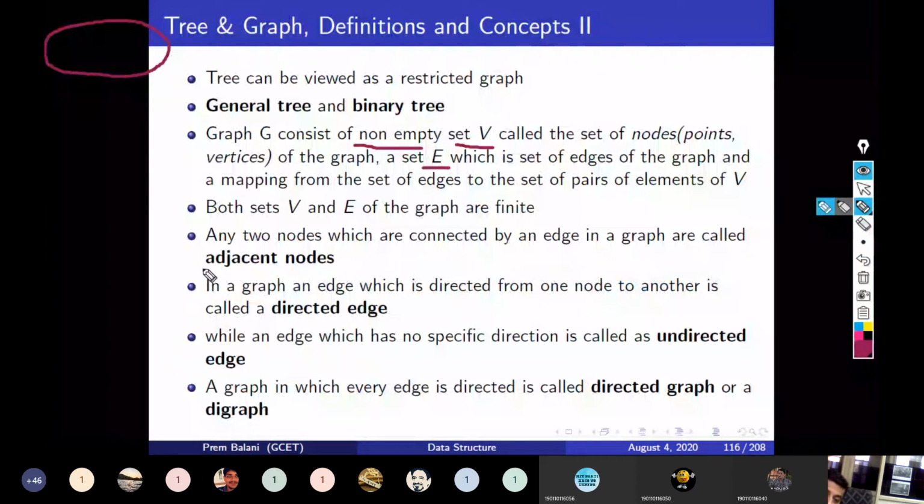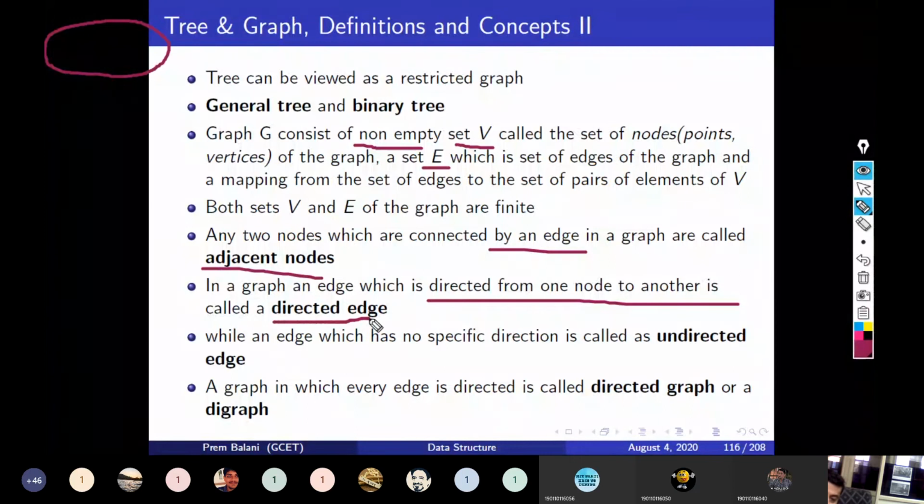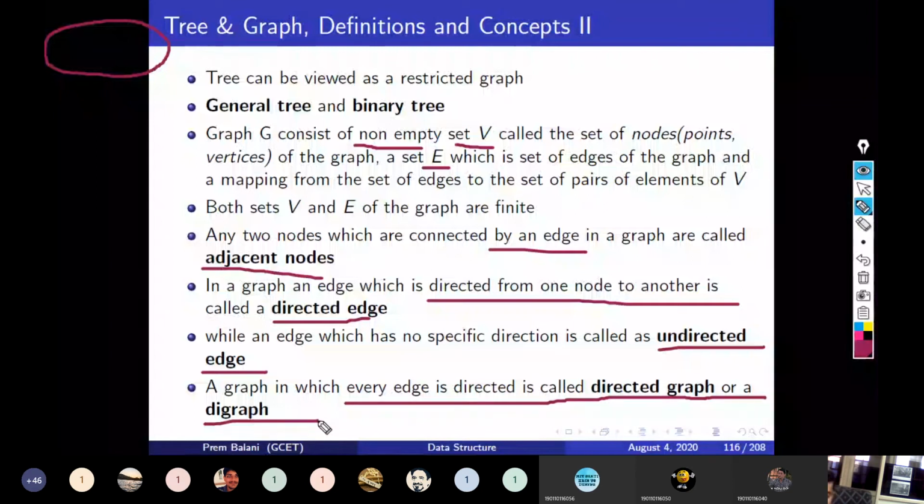Next is adjacent nodes. Any two nodes which are connected by an edge are called adjacent nodes. An edge which is directed from one node to another is called a directed edge, while an edge which has no specific direction is called an undirected edge. A graph in which every edge is directed is called a directed graph, or a digraph.